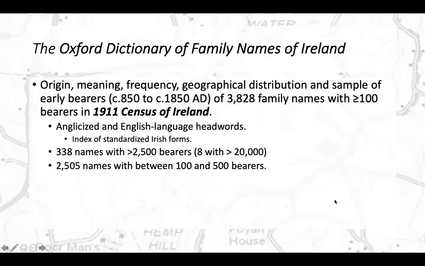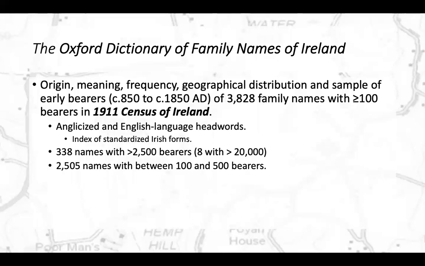The outcome turned out to be nearly 4,000 names with over 100 bearers, 3,828 in, as I say, the census of Ireland North and South, the last one before partition. The dictionary uses the English language, the anglicised form, as the headwords, but we do offer an index of standardised Irish forms. It's just a suggestion. You are not insisting that people use that or that it is the only correct form, because sometimes one still cannot be totally sure.